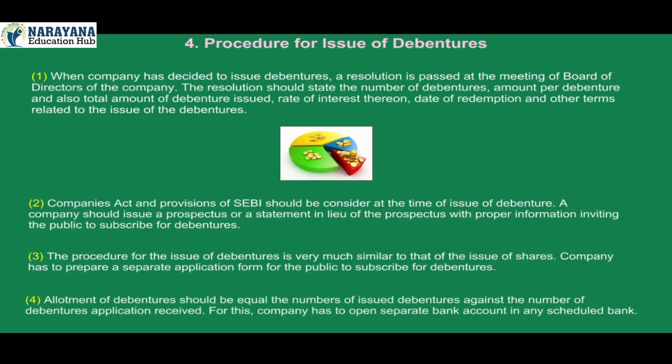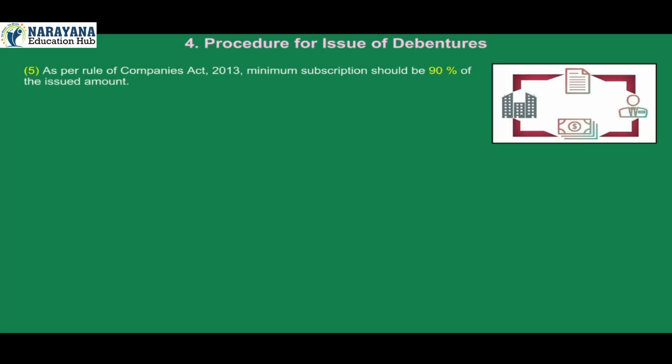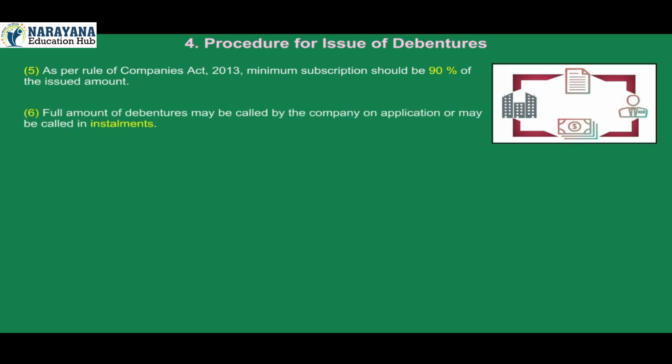4. Allotment of debentures should be equal to the number of debentures issued against the number of debenture applications received. For this, the company has to open a separate bank account in any scheduled bank. 5. As per the rules of the Companies Act 2013, minimum subscription should be 90% of the issued amount. 6. The full amount of debentures may be called by the company on application or may be called in installments.